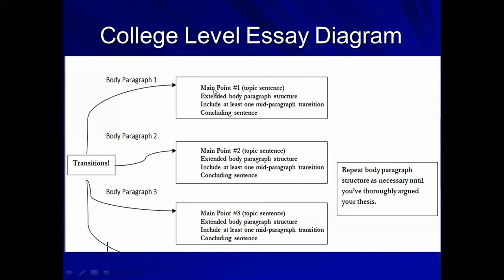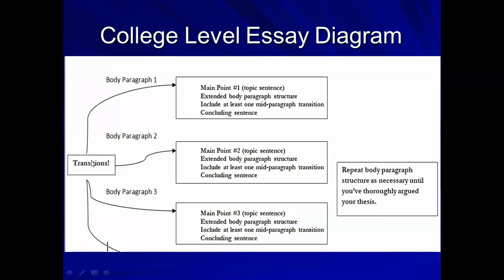So body paragraphs follow a set structure. You're going to start with your main point, which is called your topic sentence. So you've got main point number 1. You have the extended body paragraph structure, which again, we'll go over later. You want to make sure that you include at least 1 mid-paragraph transition. I'll give you an example of that later on. And then finally, you're going to end it with a concluding sentence, which wraps up this main point, touches on some of the ideas that you elaborated on in the middle, and then if possible, sets up the next main point.